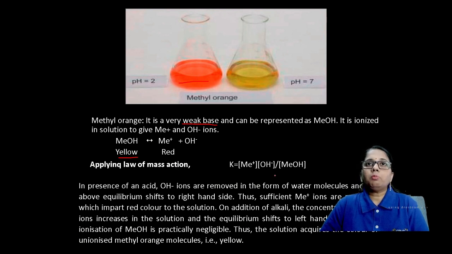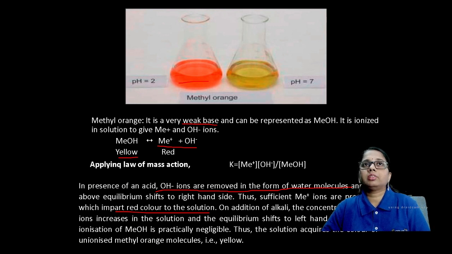So applying the law of mass action, K equals Me+ times OH- ions product divided by MeOH. In the presence of an acid, these OH- ions are removed in the form of water molecules, and the above equilibrium shifts to the right-hand side. So sufficient Me+ ions are produced which impart red color to the solution. If you see in this graph, here it is the red color. So sufficient red color is going to be produced.